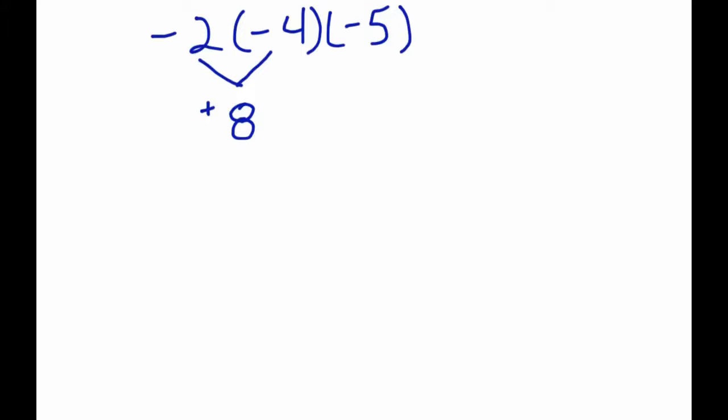I'll just put that there. And then we'll bring down the next number, negative 5. 8 times 5 is 40. We have a positive and a negative. The signs are different, therefore the product will be negative 40. You have just reviewed multiplying and dividing integers.